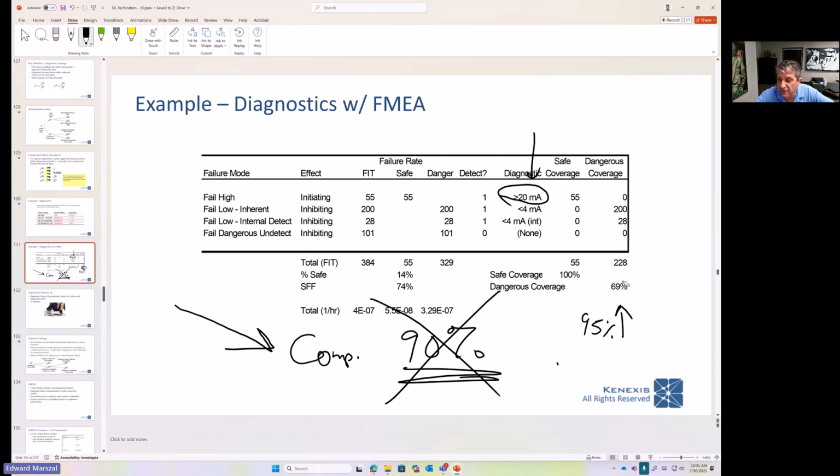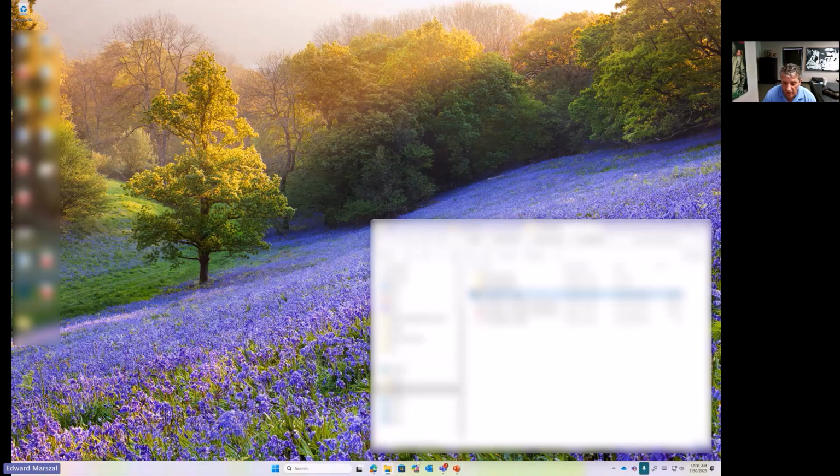But if your internal coverage is the low 69%, or you have no diagnostics, then the coverage is going to max out at whatever you say this coverage is. So let's take a look at how this is going to be implemented in the software.